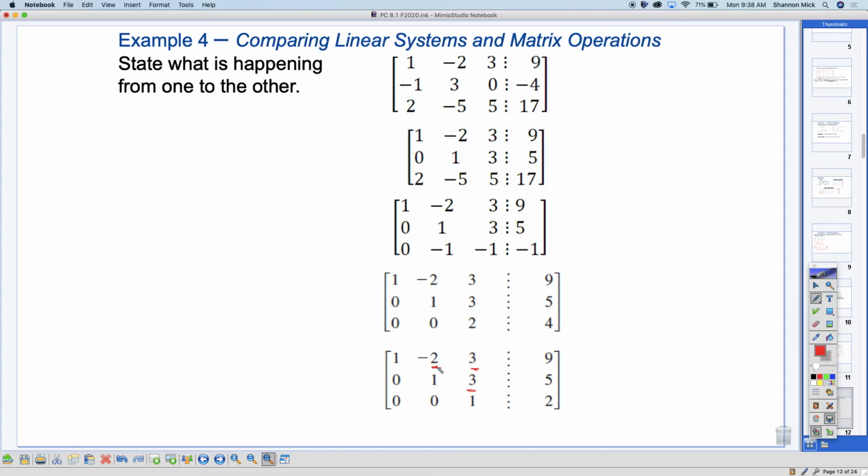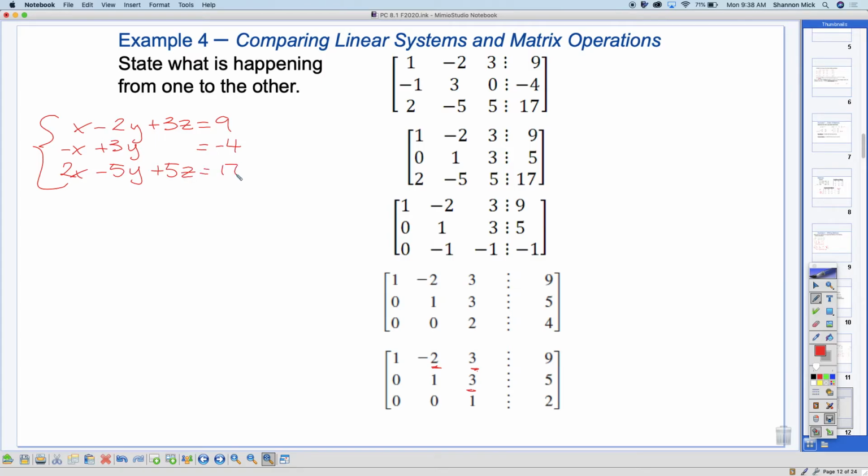So what was the system that came from? 1x minus 2y plus 3z equals 9. And then -1x plus 3y equals -4. Do I have to put plus zeros? No. And then 2x minus 5y plus 5z equals 7.